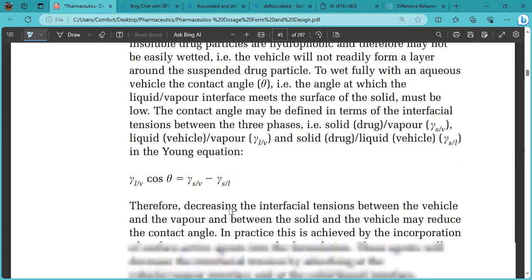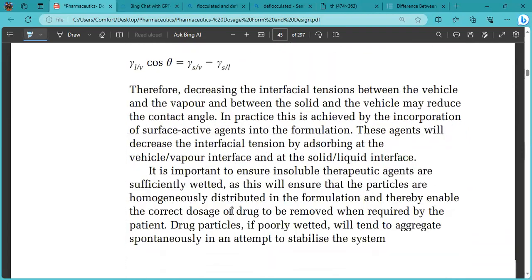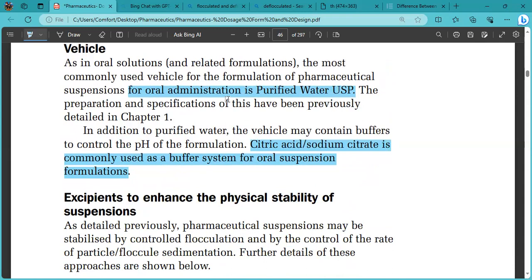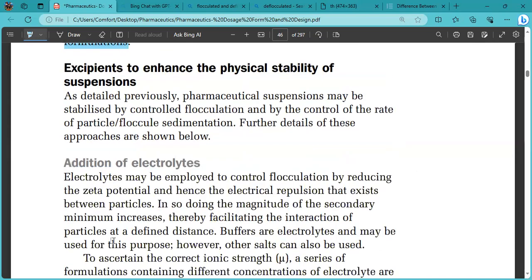Wetting properties. Okay, we've done these wetting properties, contact angle, we've done that in rheology, so I will not repeat that. We mentioned that water for oral administration is purified water, USP, and that's the vehicle. And then you can add buffers in order to maintain a standard pH, because some therapeutic agents can only be soluble at a particular pH. So once we've set that pH, we try to prevent any change in pH, and that is by addition of buffers, and the common ones are the citrates, like citric acid or sodium citrate, which is the most common buffer for oral formulations.